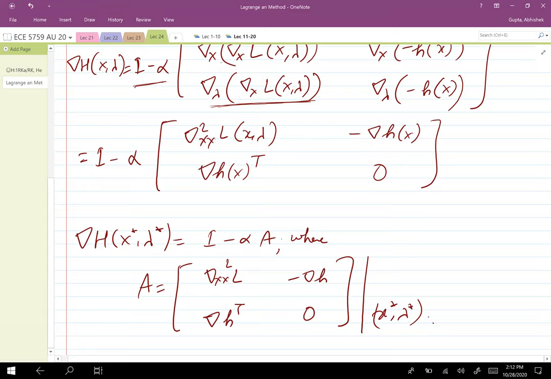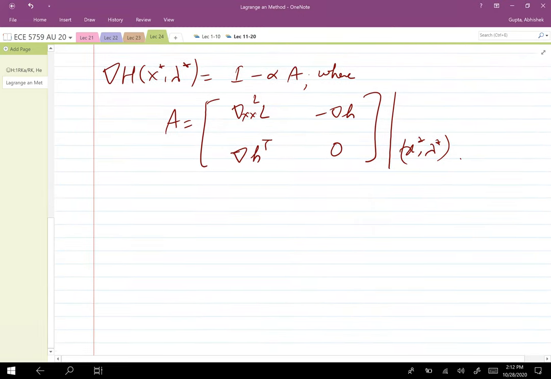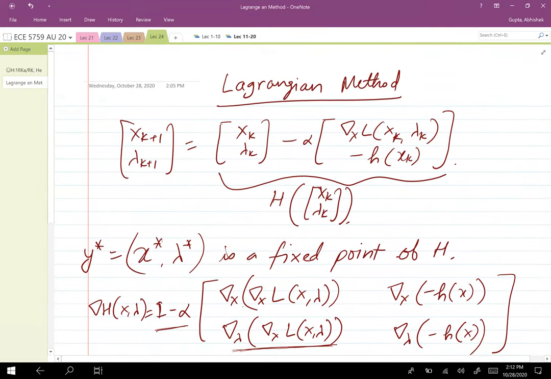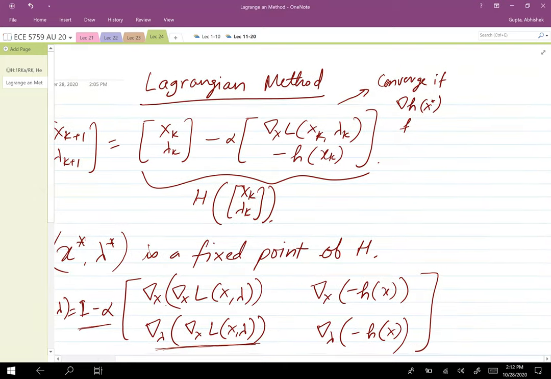Does the second derivative of the Lagrangian need to be positive definite? And then right, the gradient h of x has to be full rank? That's right. Perfect. So what is this descent algorithm, Lagrangian method? So this algorithm would converge if gradient h x star is full rank and the second derivative of Lagrangian at x star, lambda star is strictly positive definite.